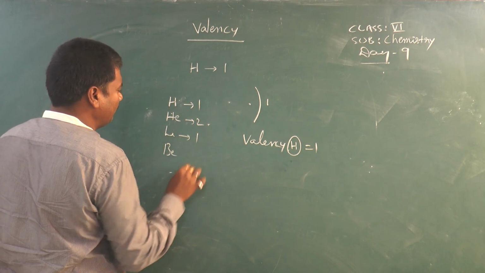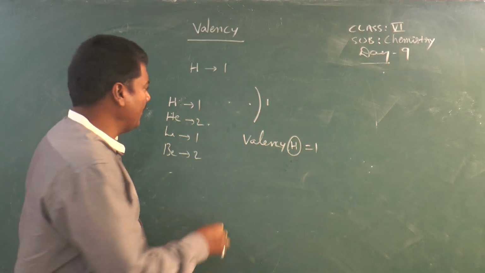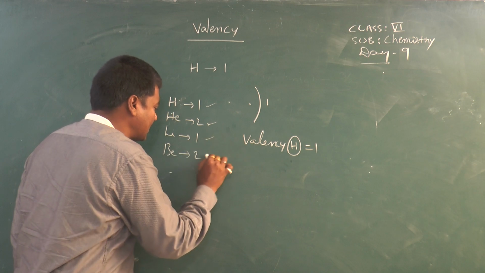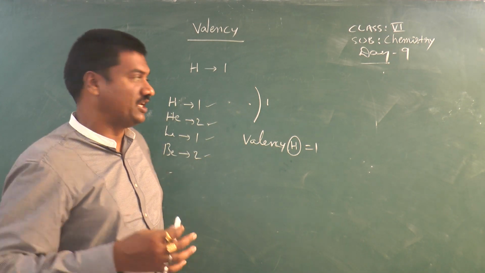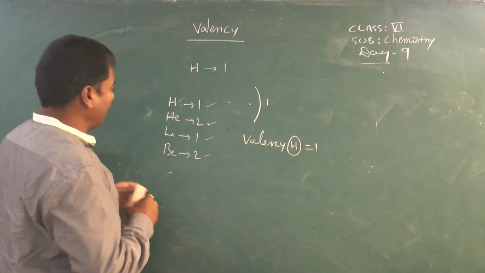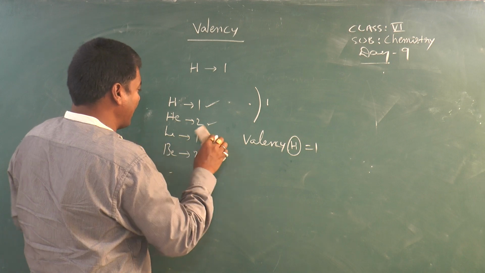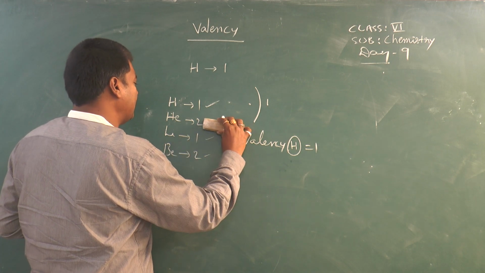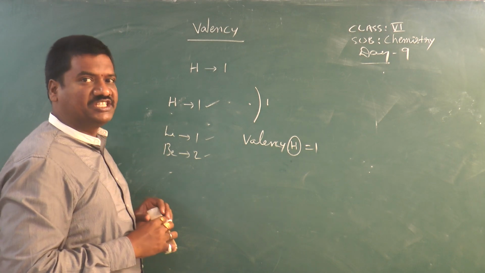helium 2, lithium 1, beryllium 2. Here I have written the number of valency electrons. Valency electrons means the number of electrons in the outermost shell. For the hydrogen atom valency is 1. For helium the valency electrons are 2, but helium is an exception case. It has duplet stability. It is a stable element.